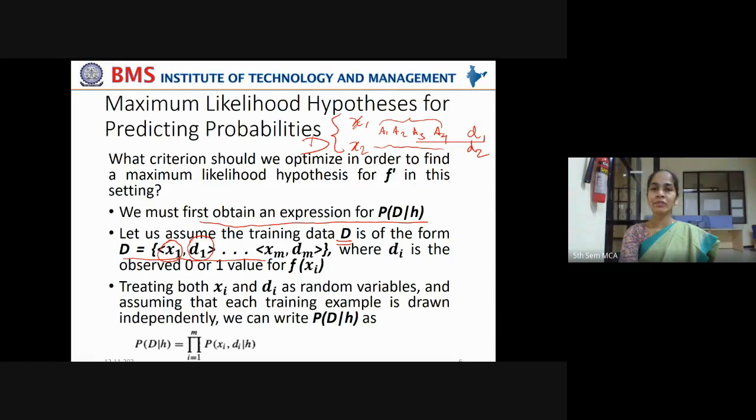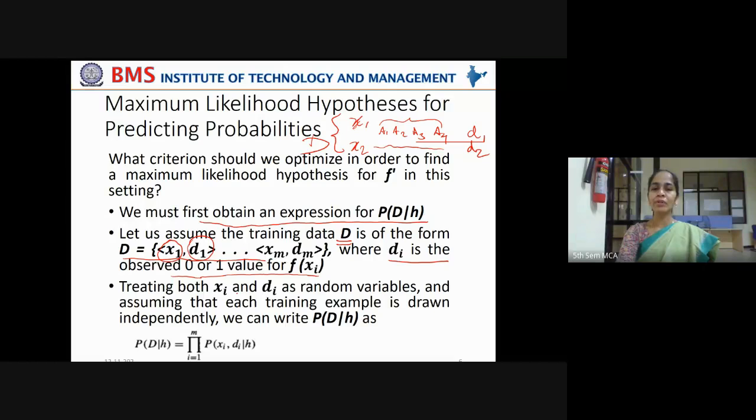What are the attributes represented by X1, and what is the outcome value represented by D1, and so on up to XM, DM, which has M training examples. This training example set has M training examples. That is why you have denoted up to XM, DM, where Di is the observed 0 or 1 value for f of xi. The outcome may be either 0 or 1.